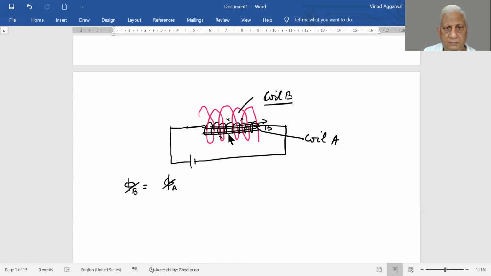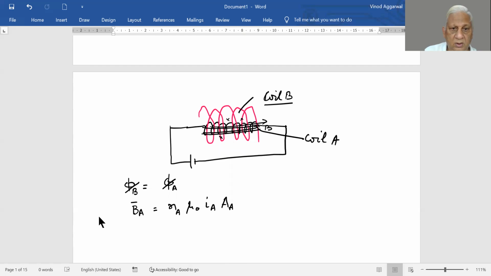What we have to keep in mind is that when we are trying to find flux through this coil B, which is the red one, there will be no flux in this region on account of coil A. Okay. So the magnetic field in A, we know, is mu naught n_A I_A, into the area of A.